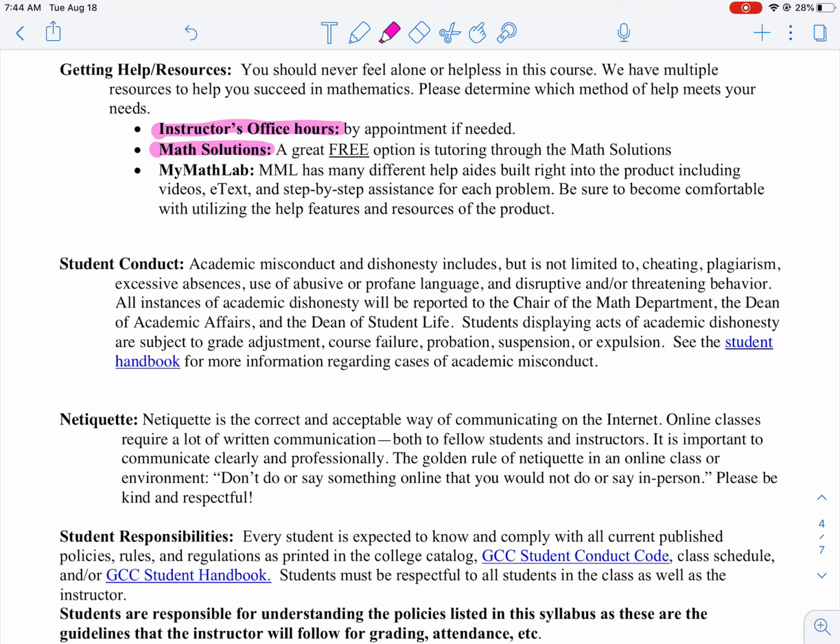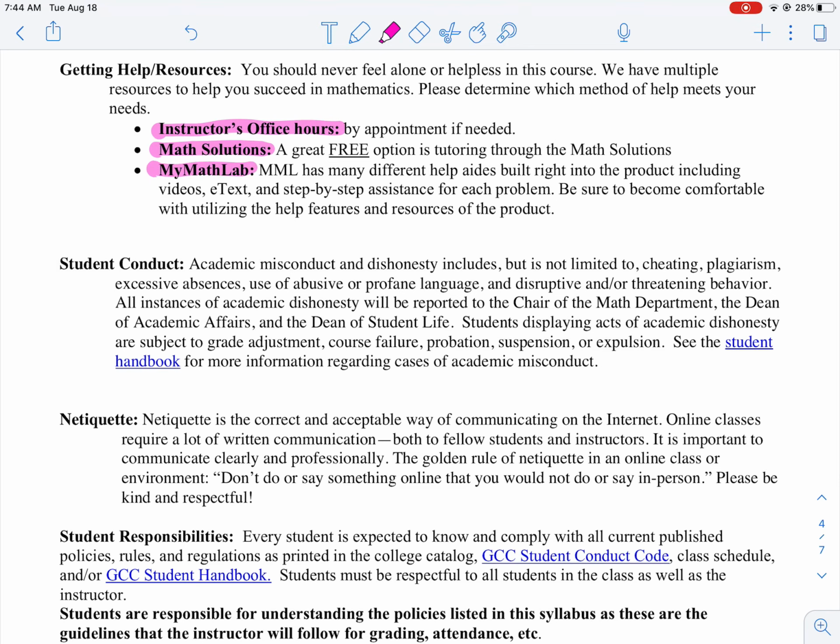Math Solutions, even though they're not physically open on campus, they are still virtually available for you for free tutoring. There's tutors waiting for you to answer your questions virtually. They'll get on with you through Google Meet or through Zoom, and they can answer your questions just like if they were in the Math Solutions building. They can help you right then and there. So Math Solutions is still a great way to get free tutoring.